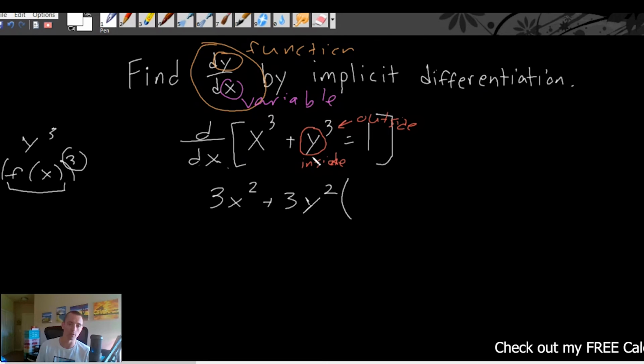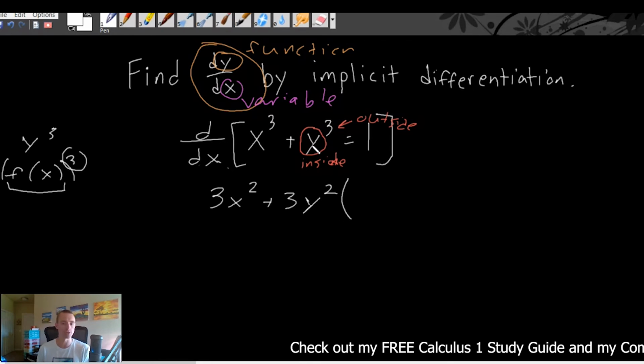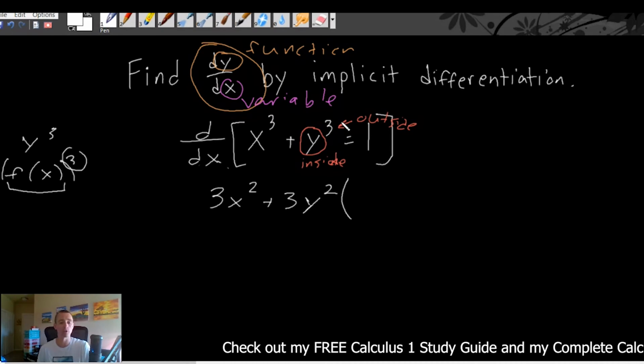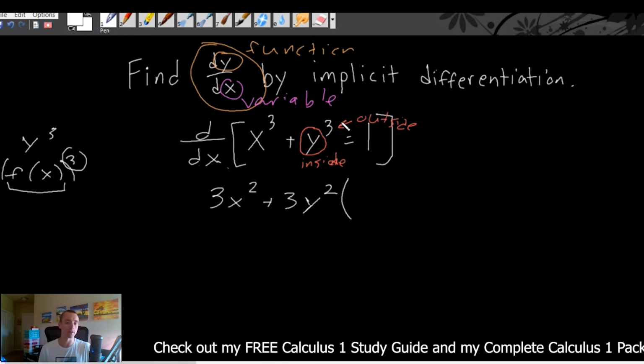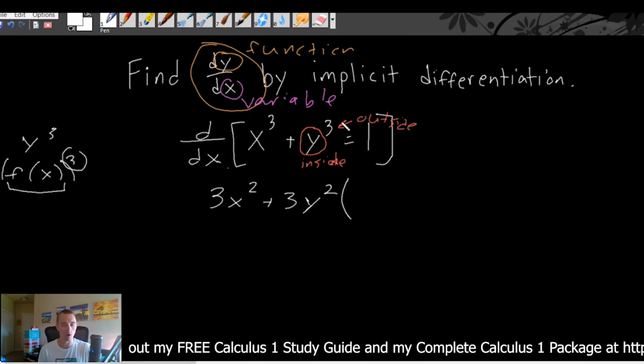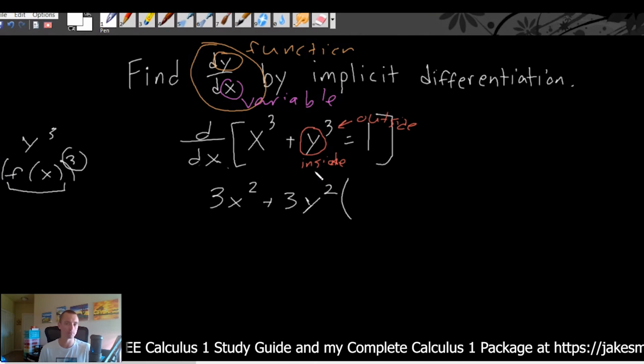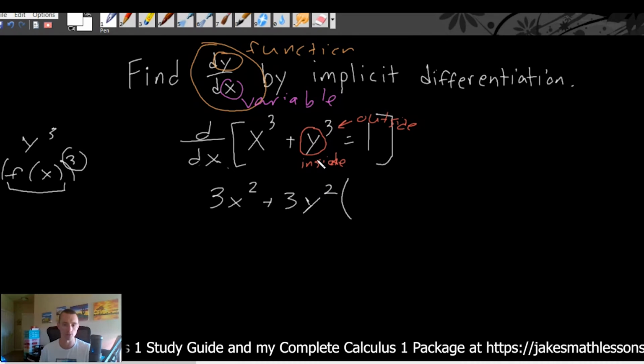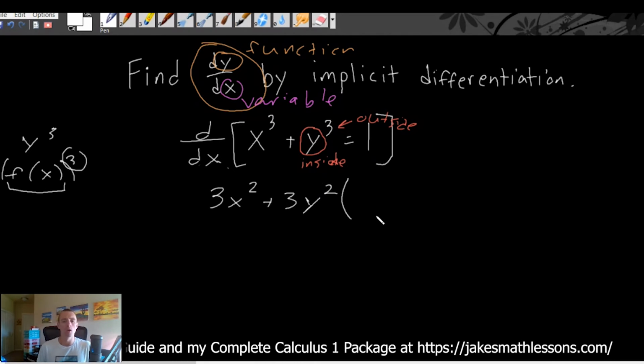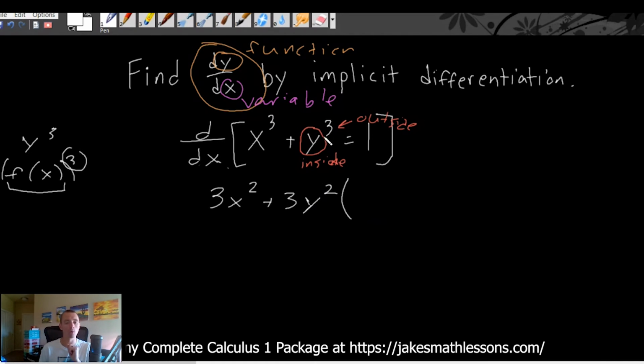In this example specifically, we probably could solve for y, but the idea here is that we are using implicit differentiation to get practice with implicit differentiation. Typically you're not going to be able to explicitly solve for y and get a function for it, which the next couple examples we're going to go into are that way. But the point remains that what we need to do is multiply this by the derivative of y.